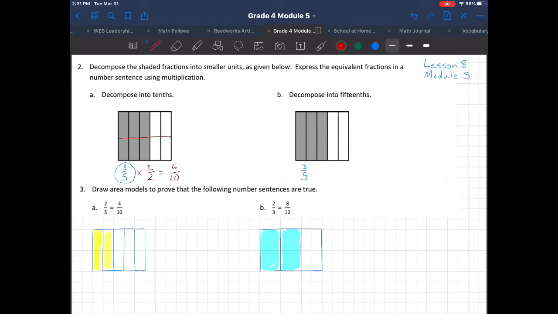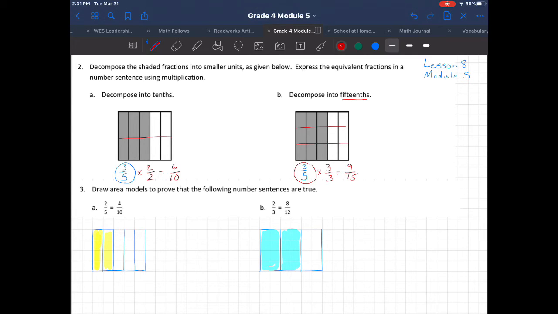The next one here is 3/5, and we have to make it be 15ths. Well, I know that 15 is 3 times 5, so I need to have 3 times as many pieces, so I'm going to break this into 3 rows. 3/3 equals 9/15, and I can always go back and count the pieces, and they should match up. 9 shaded and 15 total.